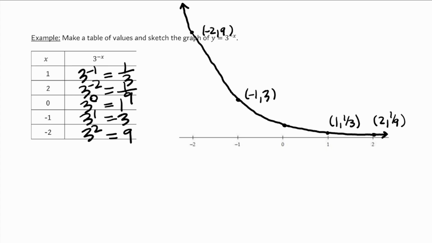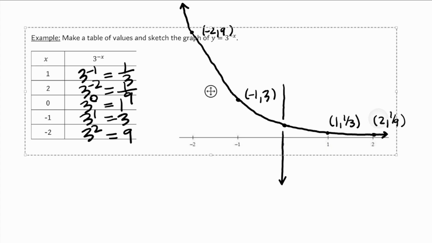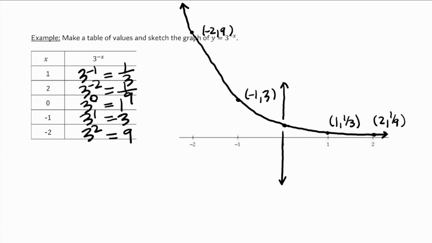And I'm going to sketch a y-axis, because that's probably the right thing to do. Though this is very, very crooked. Let's try that a second time. This will be better. Okay, 3 to the 0 is 1. Okay, so I've got myself a y-axis. And what I was going to say is this is an exponential decay. We can see based on the curve.